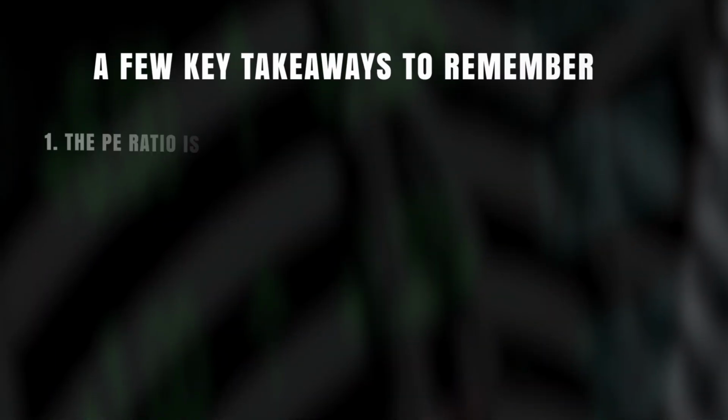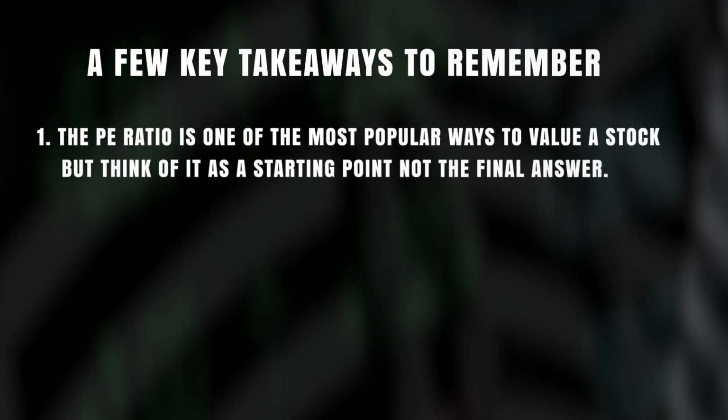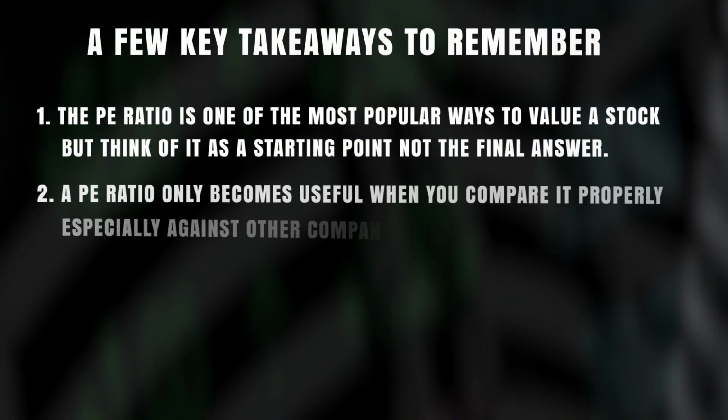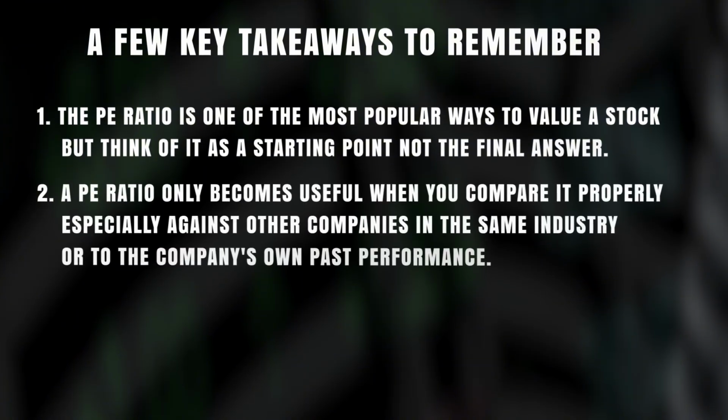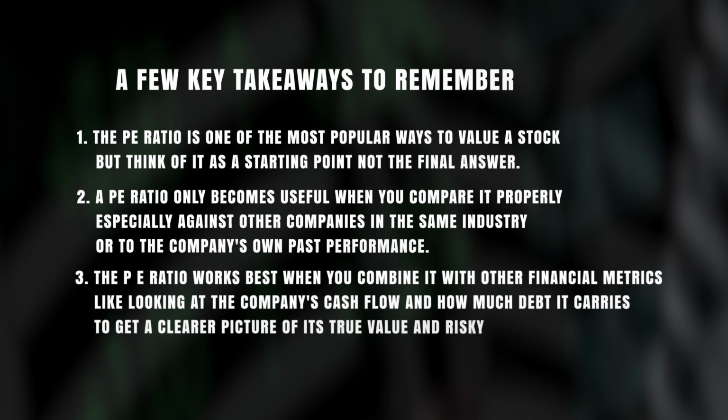This video will give you a few key takeaways to remember. One, the PE ratio is one of the most popular ways to value a stock, but think of it as a starting point, not the final answer. Two, a PE ratio only becomes useful when you compare it properly, especially against other companies in the same industry or to the company's own past performance. Three, the PE ratio works best when you combine it with other financial metrics, like looking at the company's cash flow and how much debt it carries, to get a clearer picture of its true value and risk.